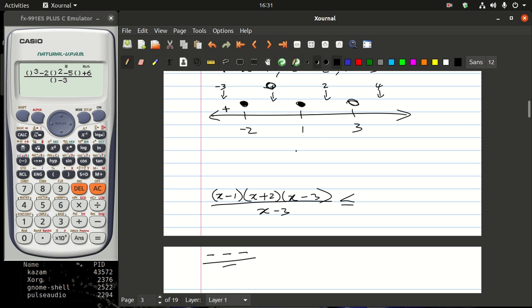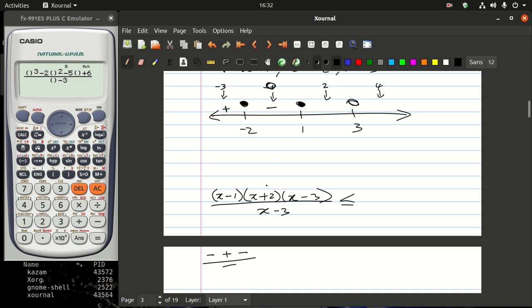Now, we want to plug in a 0 here. If I plug in a 0 here, I will get a minus 1, so we'll get a minus. If I plug in a 0 here, I will get a positive 2, so I'll get a positive answer. If I plug in a 0 here, I will get a minus. If I plug in a 0 here, I will get a minus. So minus times a positive is minus. Minus times a minus is positive. Positive divided by a minus is minus. So we have a minus sign there.